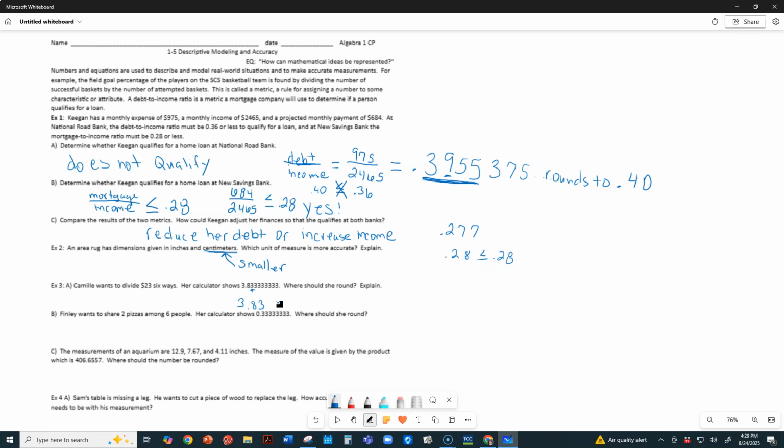So, 2 pieces of pizza among 6 people. This is the decimal. Where should she round? Well, I wouldn't round that. I would change that to a fraction is what I would do. But we're going to round, since that decimal is right there, it doesn't matter where we round.